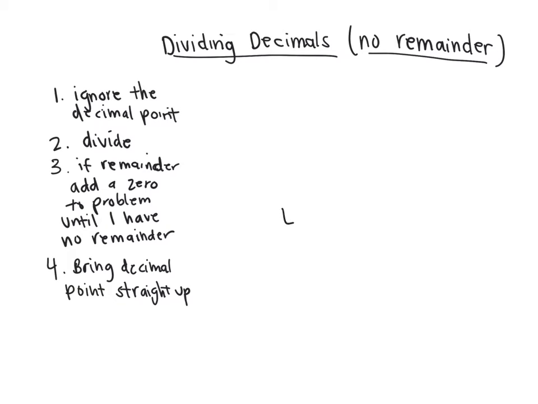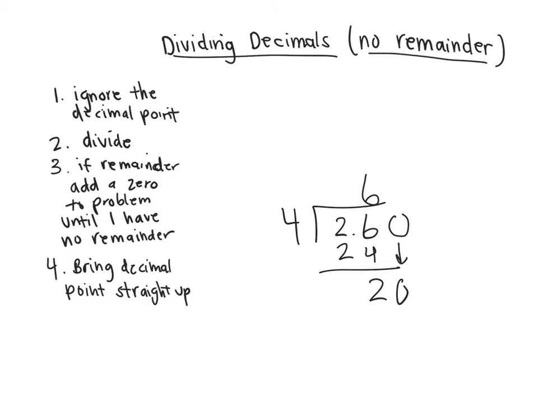Let's do 4 divided by 2.6. Again, I'm going to ignore the decimal point, so I'm really doing 4 divided by 26. So I'm going to divide. 4 goes into 26 6 times. 6 times 4 is 24. 26 minus 24 is 2. And again, if I have a remainder, I have to add a 0 to my problem until I have no remainder. I add a 0, bring that down, and then 4 into 20 is 5. And I have a 0, and I bring the decimal point straight up. Sorry for the sloppy writing.